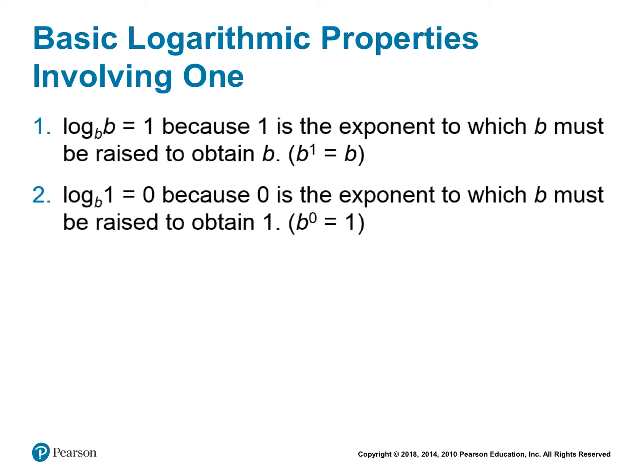So here's some basic log properties involving the number 1. Log b of b equals 1 because 1 is the exponent to which b must be raised to obtain the letter b. So you probably know b to the first equals b. Log b of 1 equals 0 because 0 is the exponent to which b must be raised to obtain 1. b to the 0 equals 1 because anything to the 0 power equals 1.